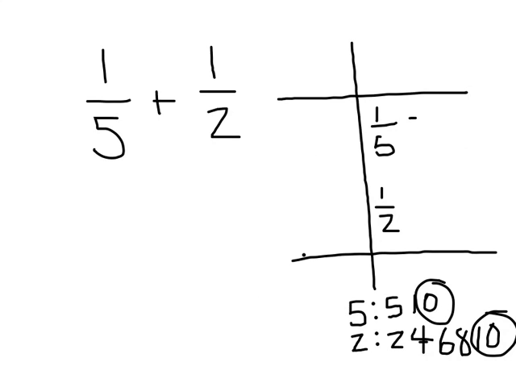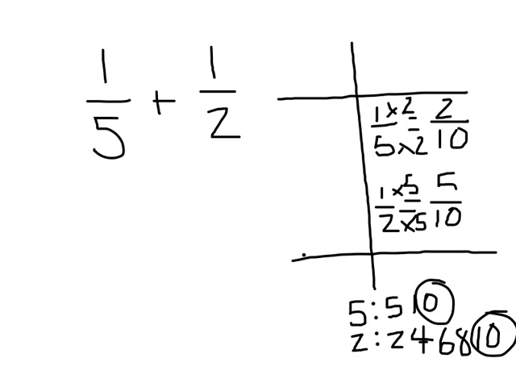Now I need to change both fractions so that they have a denominator of 10. When I change 1/5 so that the denominator is 10, what is my new numerator? It's 2. When I change 1/2 so that the denominator is 10, what is the new numerator? It's 5. So now I can add 2 tenths plus 5 tenths. What's 2 tenths plus 5 tenths? It's 7 tenths.